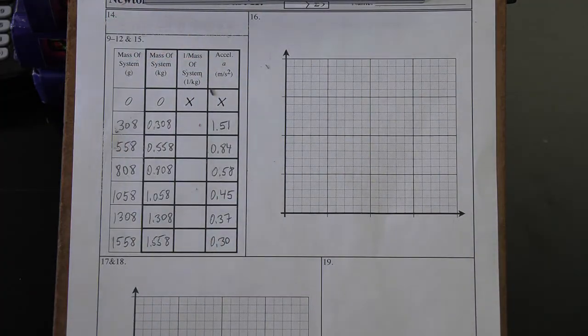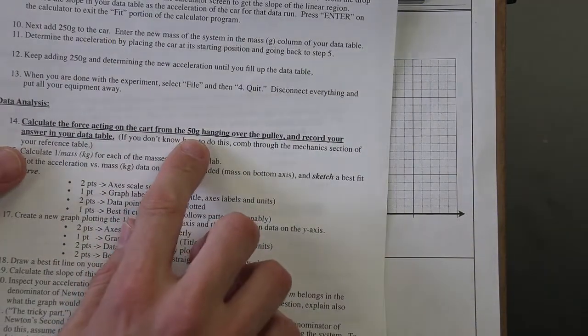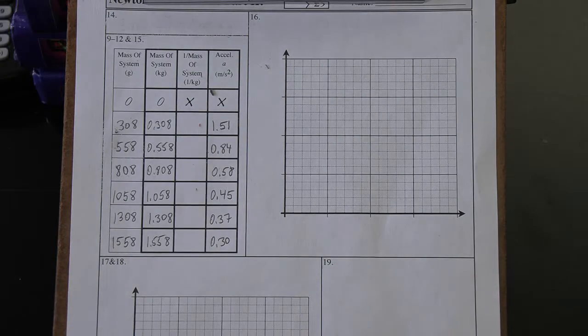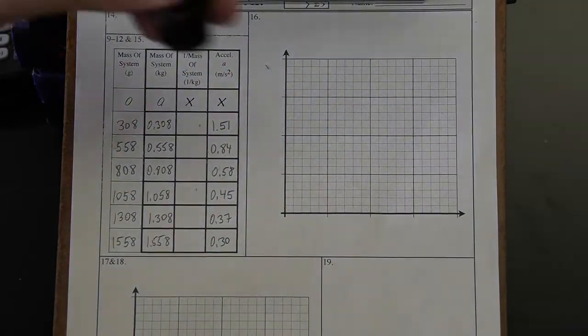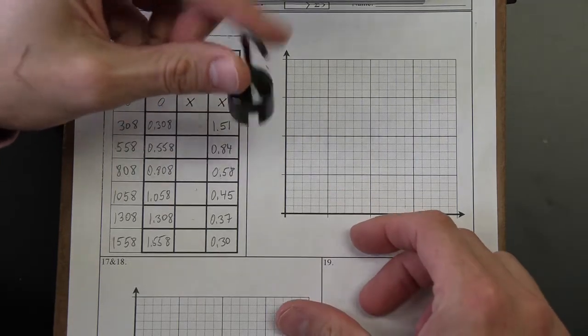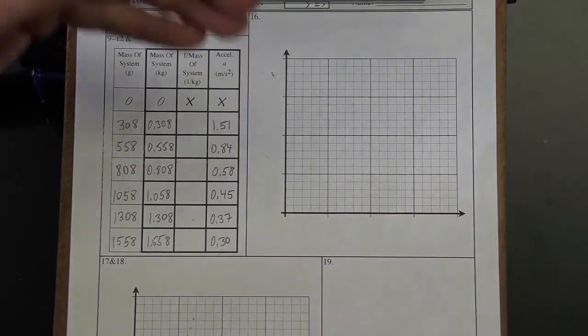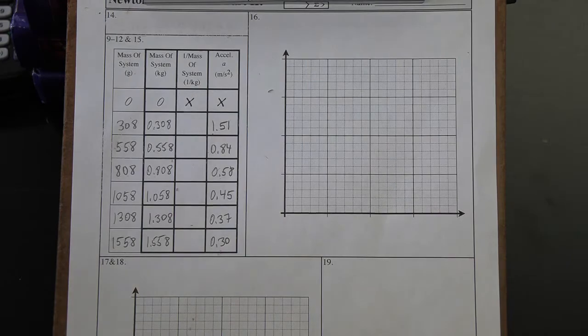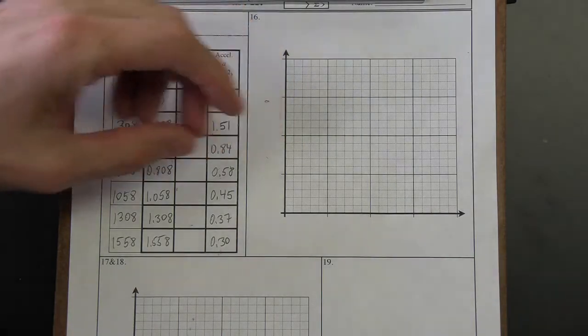What I have to do is find the force on 50 grams hanging. And you may be wondering, well, how do I find the force of 50 grams? Again, you have to think, what's actually pulling our system forward? All right, this is hanging over the pulley, right? And then you let it go, right? Why did it go down? What was this mysterious force that pulled that 50 grams downward?